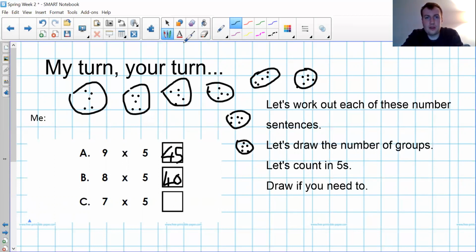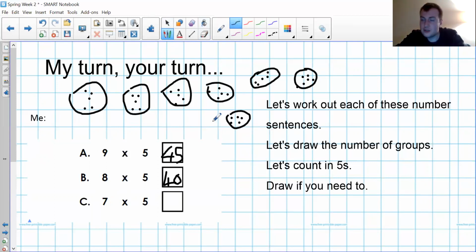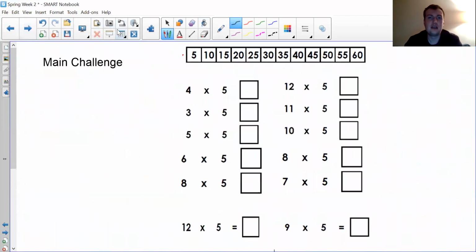And then for the last one, it says 7 times 5. So I need 7 groups with 5 in it. Huh, I've got 8 groups here. So if I just take away that 1 group, suddenly I've got my 7 groups all still have 5 in. I'm loving life. 5, 10, 15, 20, 25, 30, 35. The answer here has to be 35. Huh, it counts up in 5s. How about that?